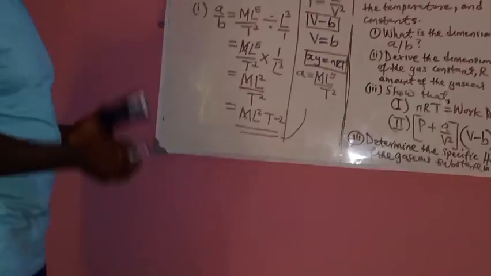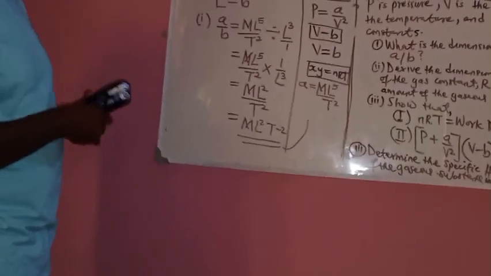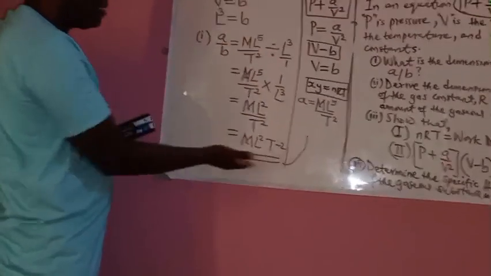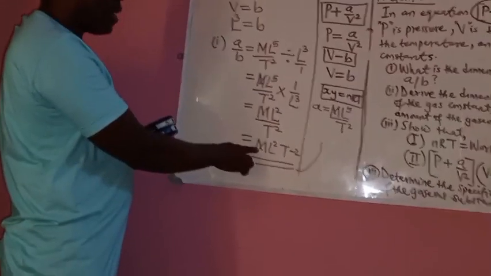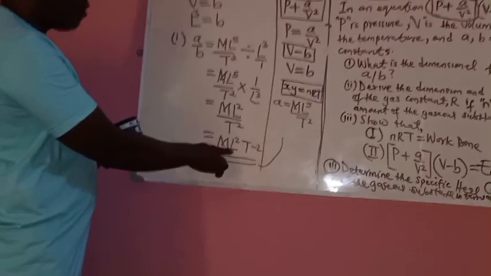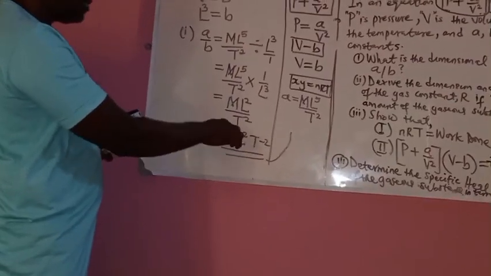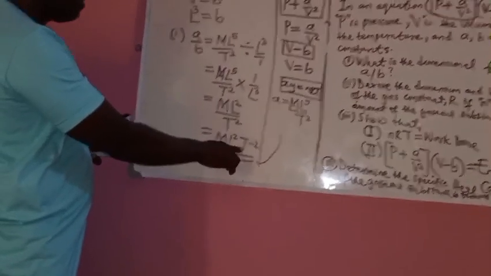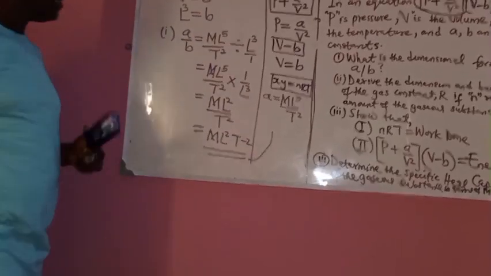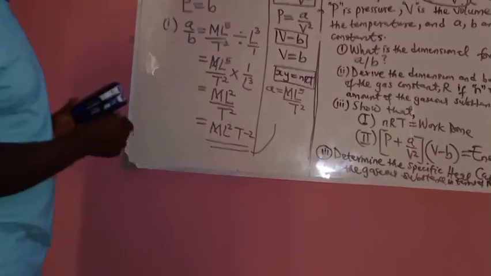That's our A over B, that is the dimension. So A over B dimensionally is this: mass for M, L squared for length in meters, then T for time, per time squared. Okay? Now, that is that.